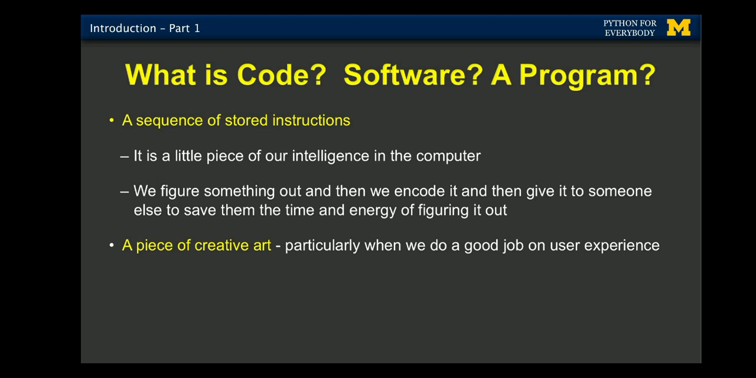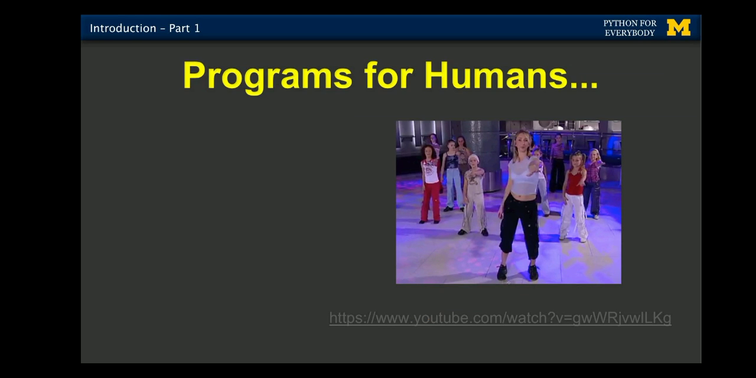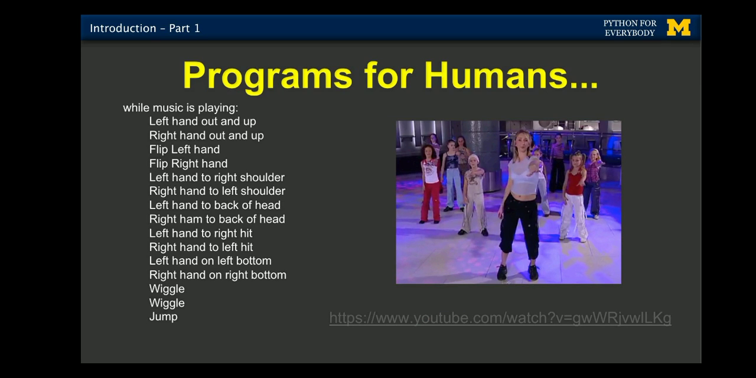What is code, software, a program? It is basically a sequence of stored instructions, which is a little piece of our intelligence in the computer. We figure something out, then we encode it and give it to someone else to save them the time and energy of figuring it out. It is also a piece of creative art, particularly when we do a good job of user experience. There are many programs written for humans where you can do many more tweaks. You can say left hand up and right, and many more things for the users.